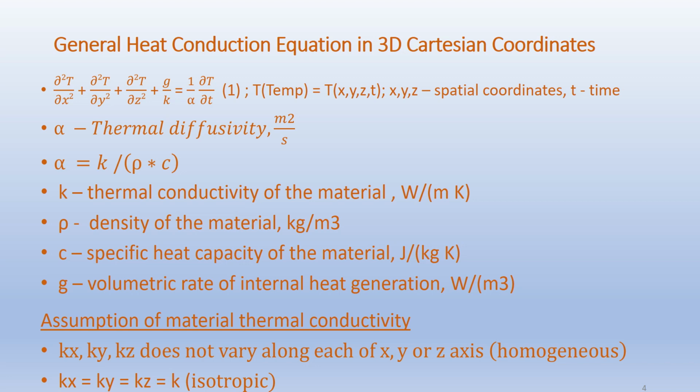the thermal diffusivity, which is a material property and is given in meter square per second. Alpha equals K over rho C, where K is the thermal conductivity of the material in watts per meter Kelvin. Rho is the density of the material in kilograms per meter cube. C is the specific heat capacity of the material in joules per kilogram Kelvin, and g is the volumetric rate of internal heat generation in watts per meter cube. We assume that the thermal conductivity in the domain is homogeneous and isotropic. Accordingly, the thermal conductivity K is uniform in the domain.